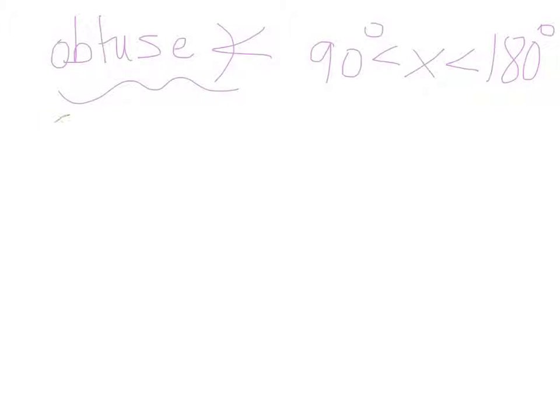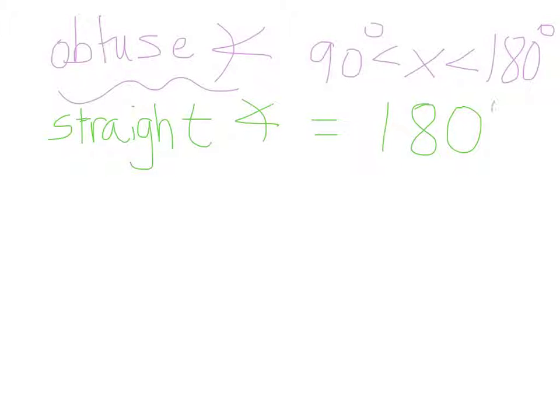What about a straight angle? A straight angle is an angle that measures exactly 180 degrees, and it's a straight line between one point and another. So it's literally just any 2 points. It's a line, basically.